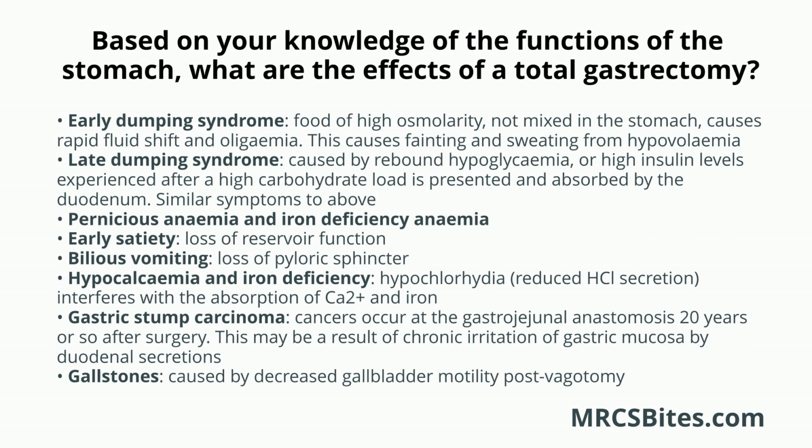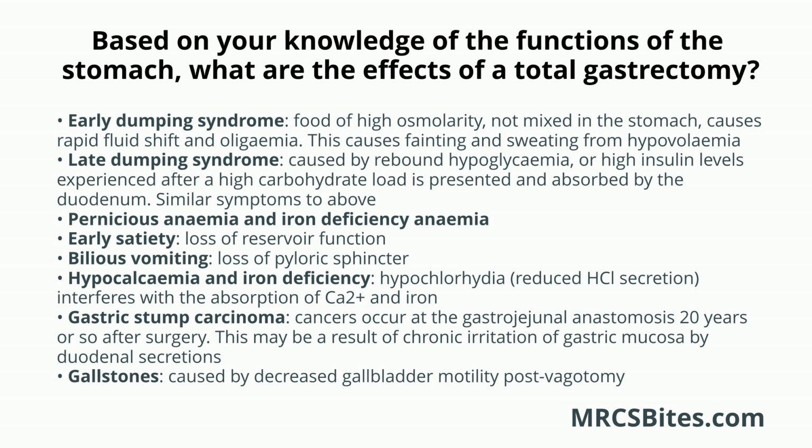Based on your knowledge of the functions of the stomach, what are the effects of a total gastrectomy? Early dumping syndrome. Food of high osmolarity, not mixed in the stomach, causes rapid fluid shift and oligemia. This causes fainting and sweating from hypovolemia. Late dumping syndrome, caused by rebound hypoglycemia, or high insulin levels experienced after a high carbohydrate load is presented to and absorbed by the duodenum. Similar symptoms to above. Pernicious anemia and iron deficiency.